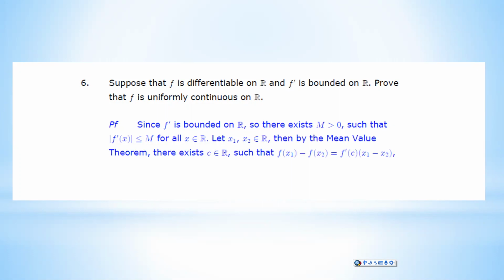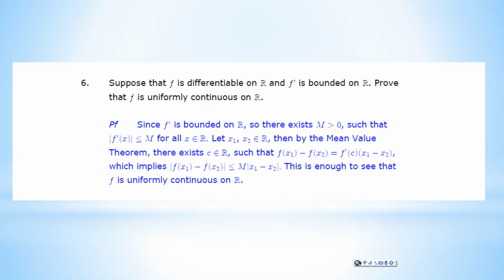Now by the mean value theorem, given x1, x2, there must be some c between x1 and x2 such that f(x1) minus f(x2) equals the derivative at c times (x1 minus x2). And this will tell us that if you take the absolute value on both sides, and since the derivative is always bounded by M, this is controlled by M times |x1 minus x2|. And that's enough to see that f is uniformly continuous, as we can see from the previous homework.